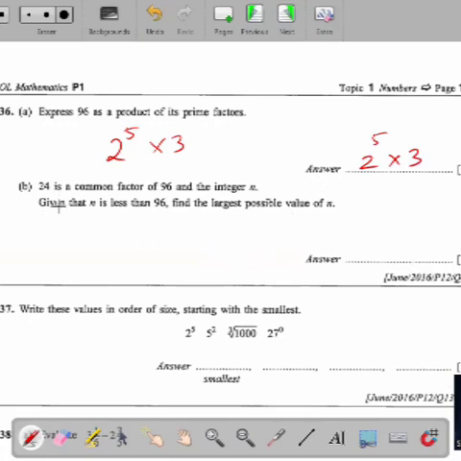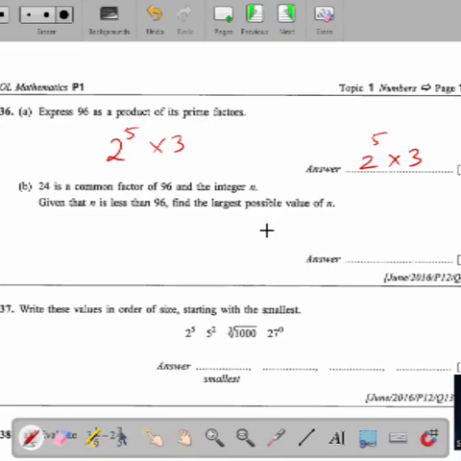After that, he is saying 24 is a common factor of 96 and the integer n. And given that n is less than 96, find the largest possible value of n. So I will take 96 as there, and less than 96, find the largest possible value of n, and it is a common factor of this. So I will say the largest possible is 1 times 96, which becomes 96 over there.